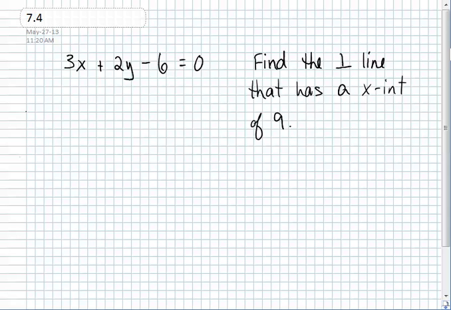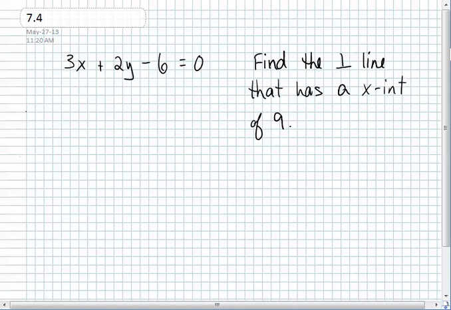So this gives rise to some really interesting problems that you're going to come across, so you may as well learn how to do them. This is what we're looking at. If I give you an equation of a line in general form, 3x plus 2y minus 6 equals 0, you'd be asked to do something like find the perpendicular line. That's what this symbol means, perpendicular. Find the perpendicular line that has an x-intercept of 9. So it's perpendicular to this line, but the x-intercept is 9.